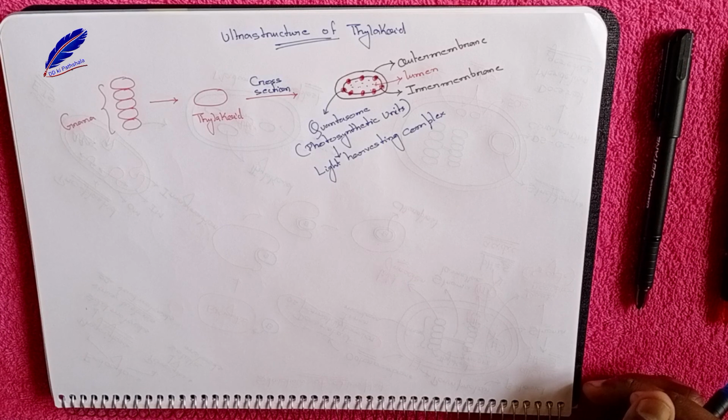Quantasome, photosynthetic unit and light harvesting complex are three names of the same thing. Why is it called the photosynthetic unit? Because this is the region within the thylakoid where the light reaction of photosynthesis takes place.